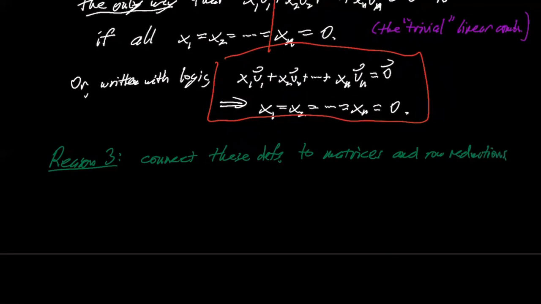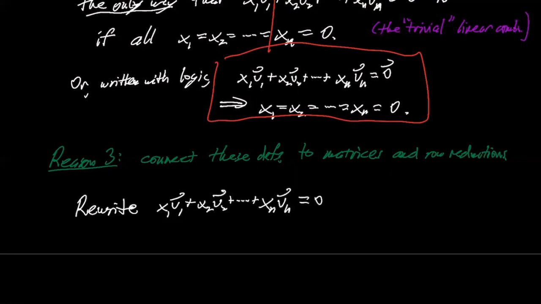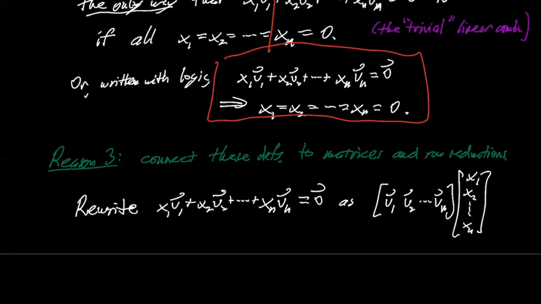So what we do is, we have this equation, and we've seen this a few times before, right? If we have x1 v1 plus x2 v2 plus dot dot dot plus xn vn equals 0, we can rewrite that as the matrix whose columns are the v's times the vector whose entries are the x's, and that equals the 0 vector.